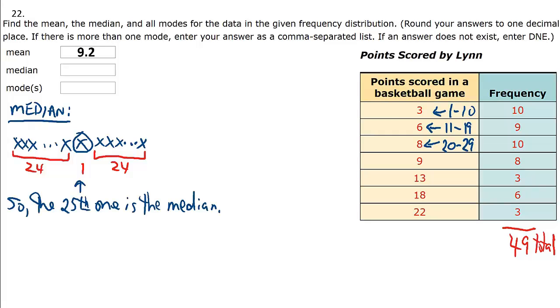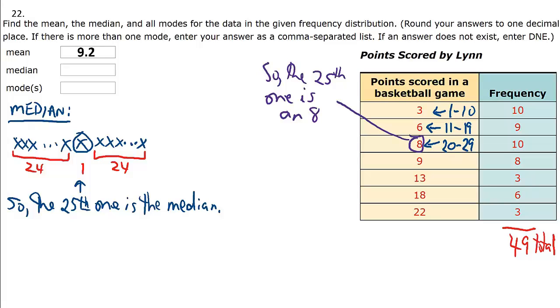So I'm going to go back to that chart. I know by the time I've written down 3 10 times, I've already got 10 numbers, and then if I write down 6 9 times, that's the 11th, 12th, 13th, 14th, 15th, 16th, 17th, 18th, 19th. Then I start writing down the 8 10 times, so that's the 20th through the 29th position. That's 10 of them. Well, I'm looking for the 25th one, so the 25th one must have been 8. So once I pass 25, I can stop. And since 25 was one of the 10 8s, I know that the median is an 8.